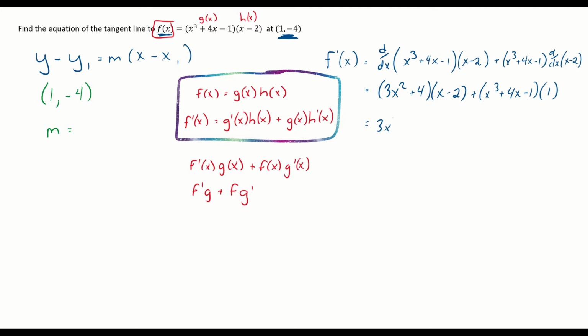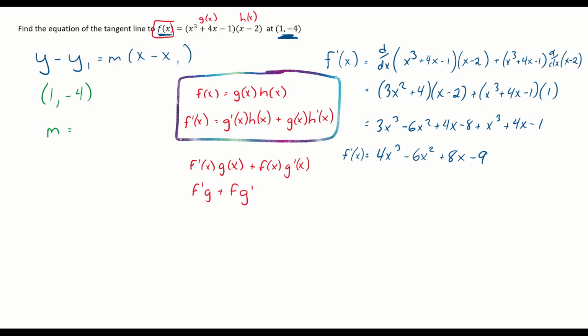So I get 3x cubed minus 6x squared plus 4x minus 8 plus, this is easy, it's all just multiplied by 1, so not too much changes. In fact, nothing at all. And now combine like terms gives me 4x cubed minus 6x squared plus 8x minus 9. And there, we found our derivative.